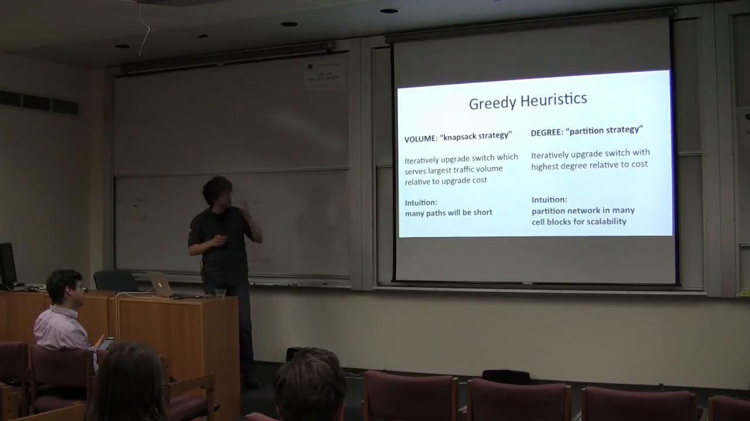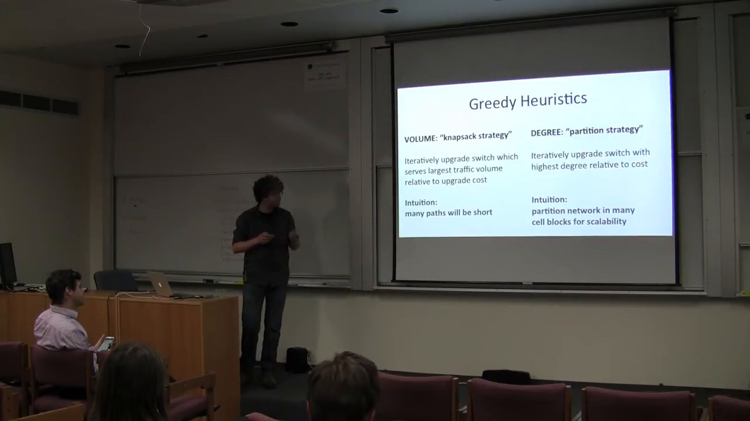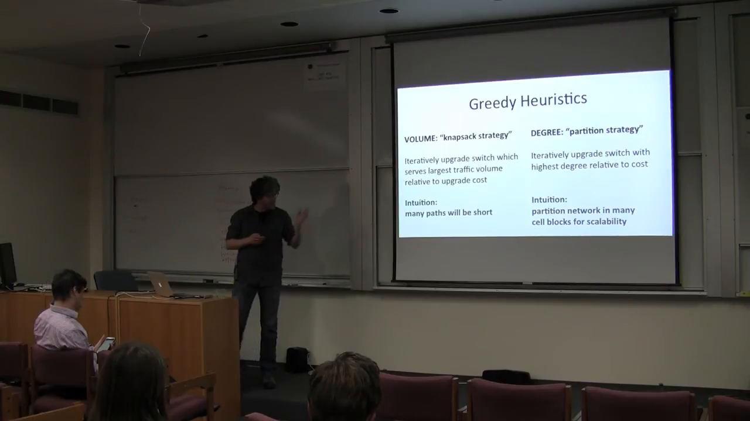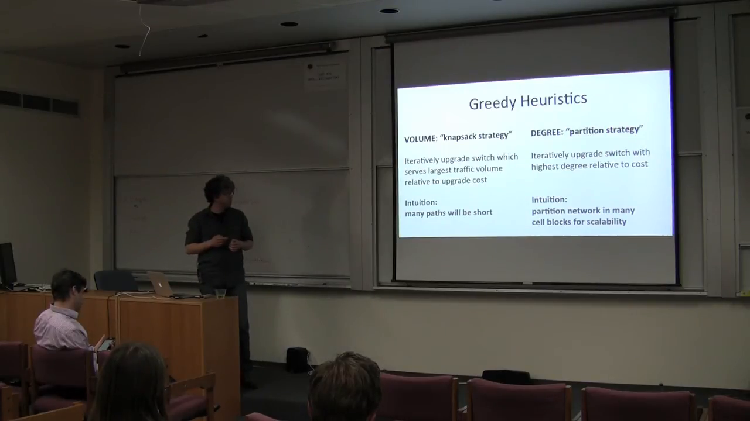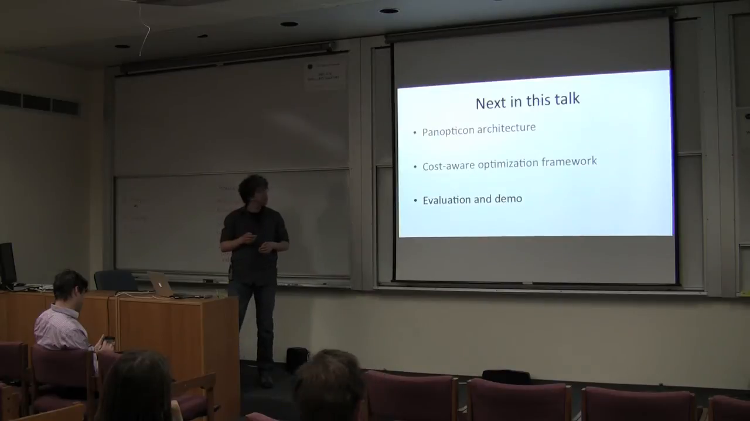The degree heuristic is slightly different. We simply iterate switch by switch and pick the switch that has the highest link degree relative to its cost. And the intuition behind this one is that it allows us to potentially partition the network into many cell blocks to improve the scalability for the waypoint enforcement constraint, which in this case might be VLANs, the number of VLANs supported.